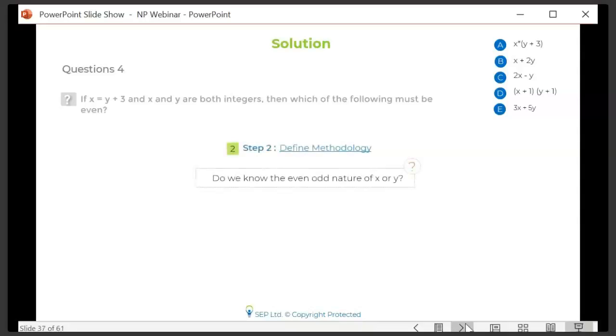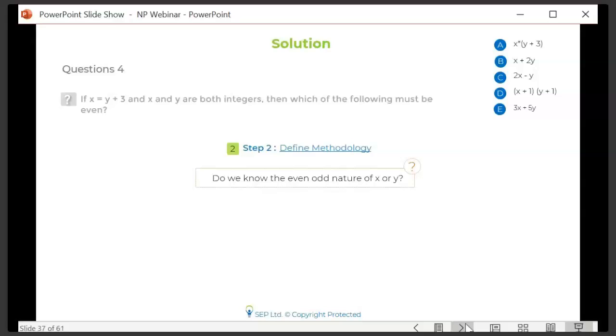Okay, and what do I mean by saying careful? When I'm saying careful, what I mean is that you should be careful about the kind of values that you choose for x and y. Now, in this case, do we know the even odd nature of x and y? What do you think? Do we know what is x, what is y? Anything about x and y at this point of time? You can type in a response in the chat.